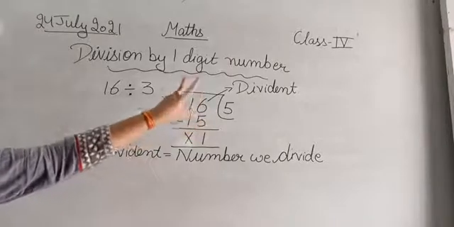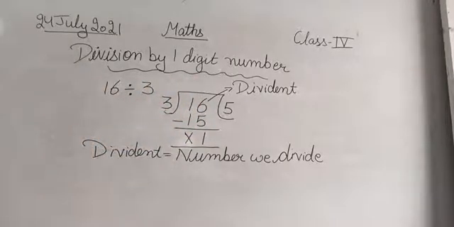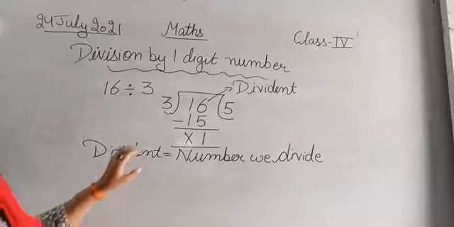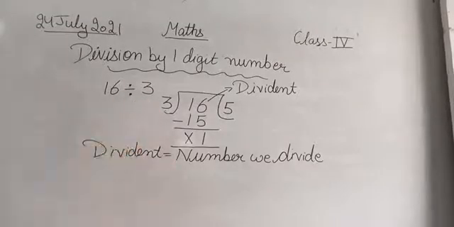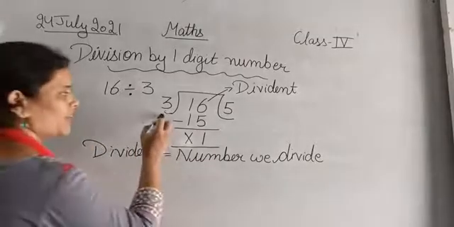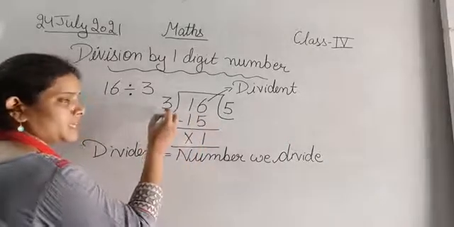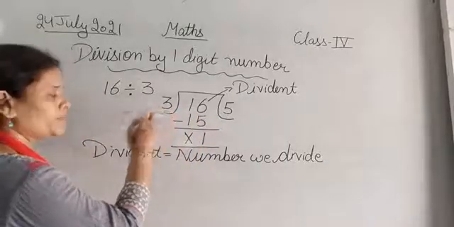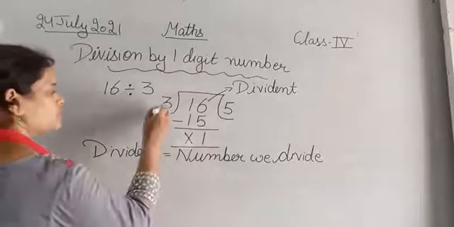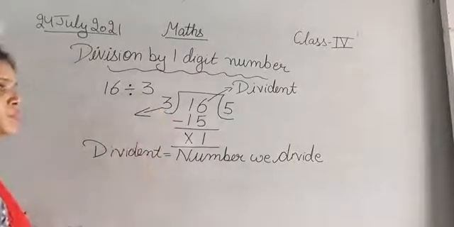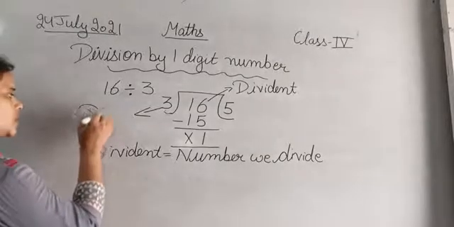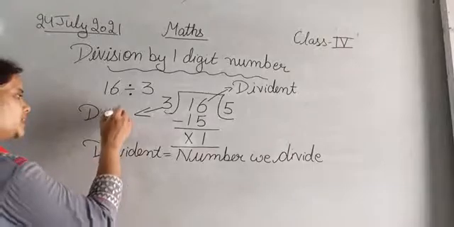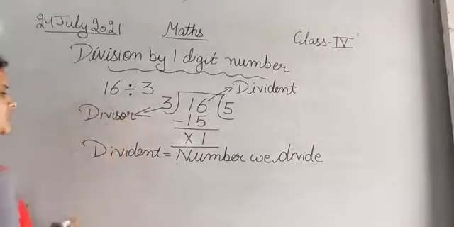Second is the divisor. Now which number is known as the divisor? The number which we use, the number with which we divide, is known as the divisor. We are dividing 16 by 3, so this 3 is the divisor. So the number which we use or with which we divide, that is known as the divisor.